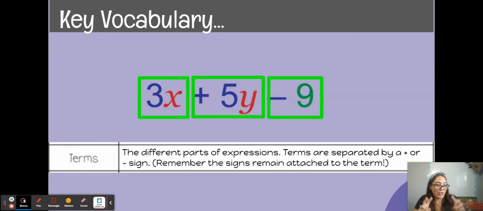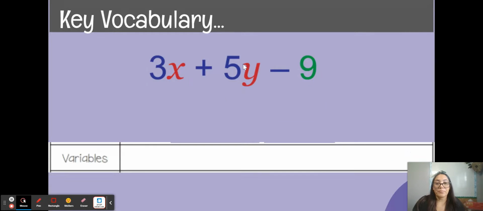Also, each of these little nuggets of math, as I call them, they're referred to as terms. So they're different parts of expressions, and they can be separated by an addition symbol or a subtraction symbol. Remember, the sign remains attached to the term, so the following term. Okay, so that is a -9 at the end and a positive 5y in the middle.